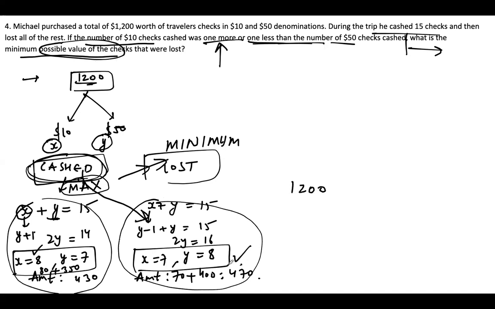Out of which he cashed this much. So how much amount is lost? If he cashed 470, 470 plus 30 is 500. You need 1200, so 500 plus 700 is 1200. I'm doing 1200 minus 470, which is 730. So this is the minimum possible value of the checks that were lost. 730.